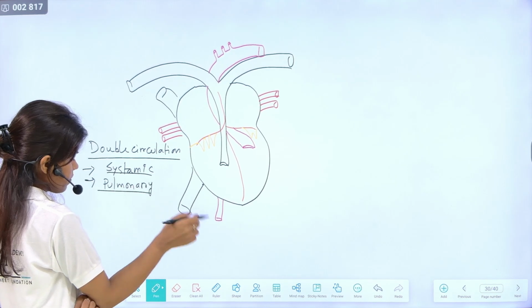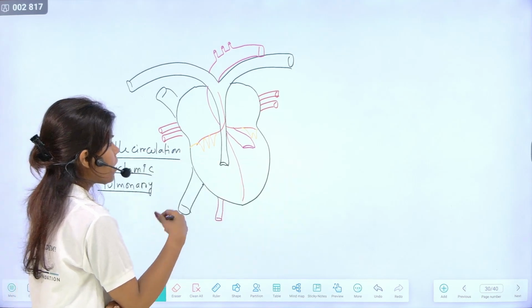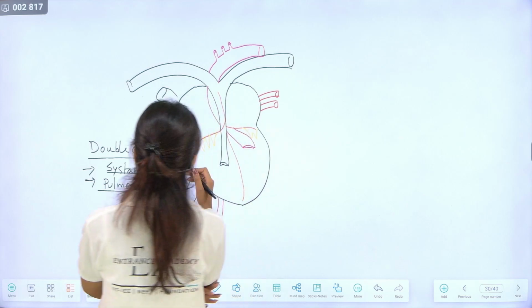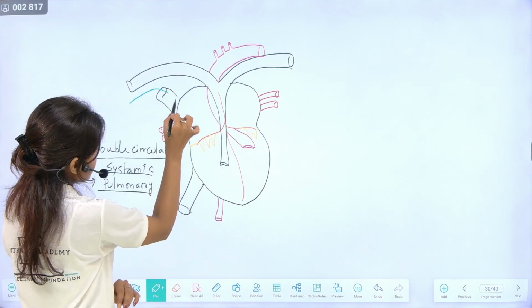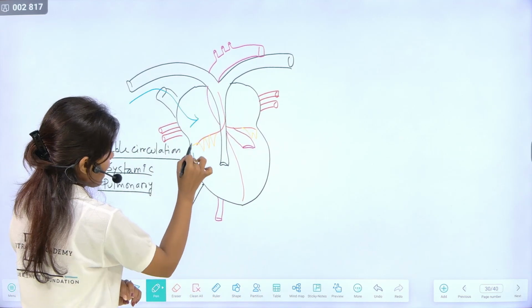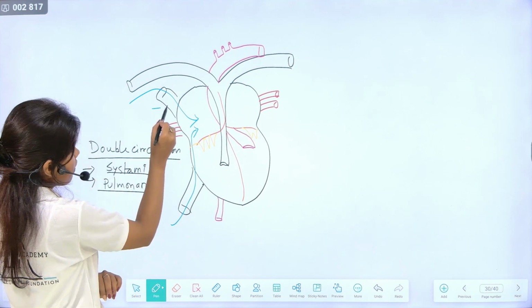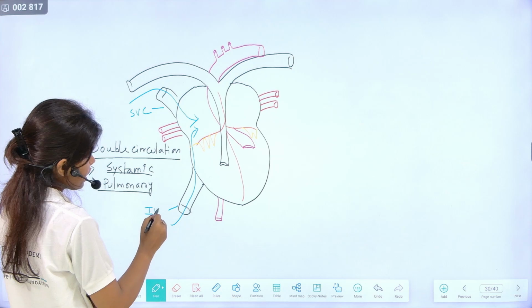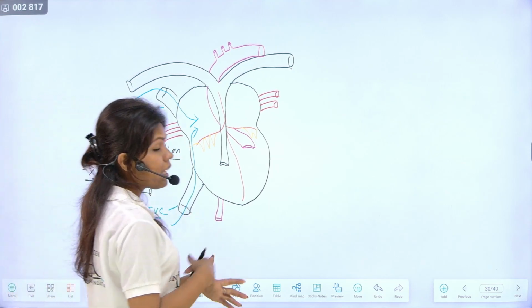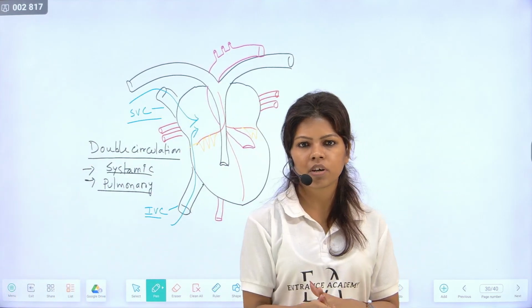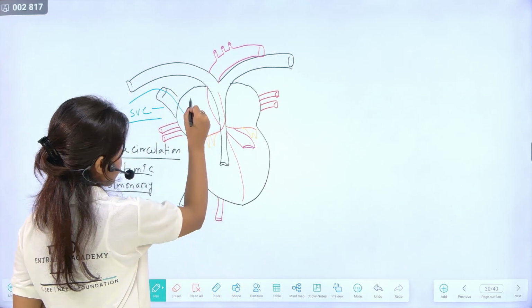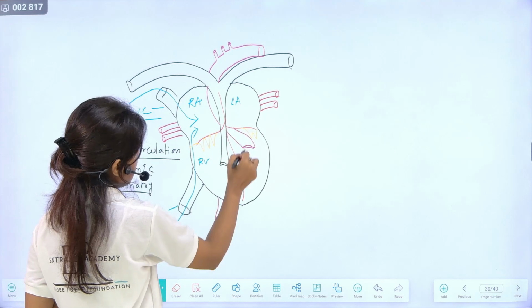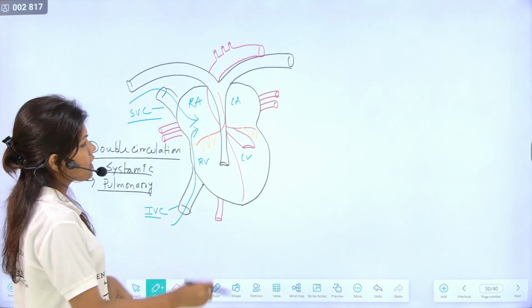What happens first? The impure blood or deoxygenated blood from the upper and lower part of the body comes into the heart by means of the superior vena cava and inferior vena cava. This is our SVC, superior vena cava. This is IVC, inferior vena cava. So impure blood or deoxygenated blood collected from the whole body comes inside the right auricle. This is the right auricle, right ventricle, left auricle, left ventricle. So it comes inside the right auricle.